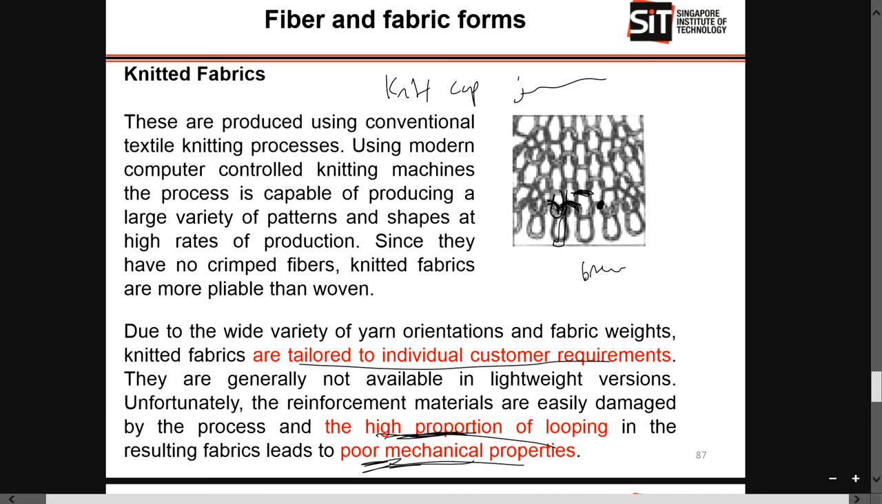But if you could use glass fibers, which are pretty flexible, then during your looping, you won't actually break the material. Things like that, I don't know lah.